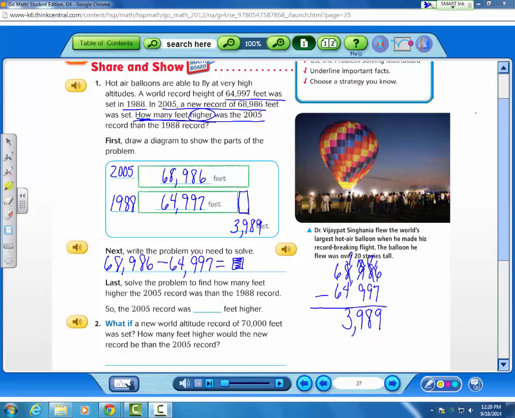3,989 feet. And that makes sense because if we were to do a quick estimate, this is about 68,000 and this is 64,000, and the difference between those two would be 4,000, and our answer right here is very close to 4,000. So that's how we set up the diagram to solve this.